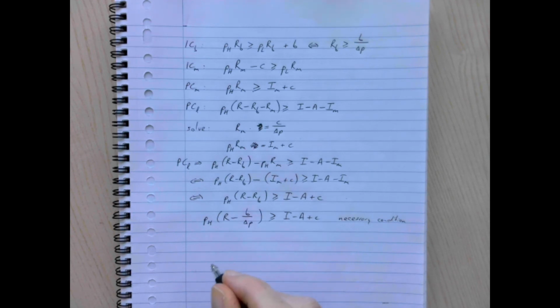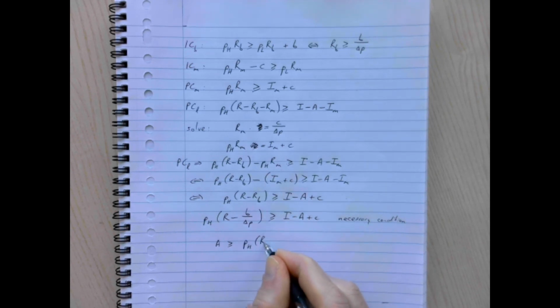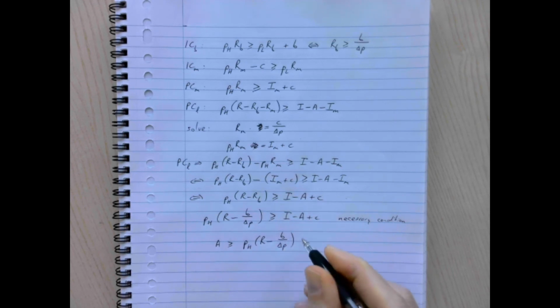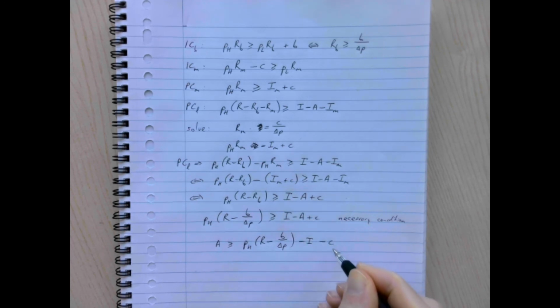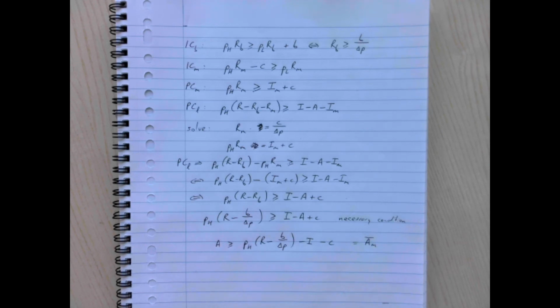So let's write down what the threshold value is. The A bar value, if you wish, in this case: A needs to be bigger than pH times R minus little b over delta P, minus I, minus C. This thing is the new A bar with monitor, if you wish. So we want to compare this, of course, with what we had in the no monitoring case.